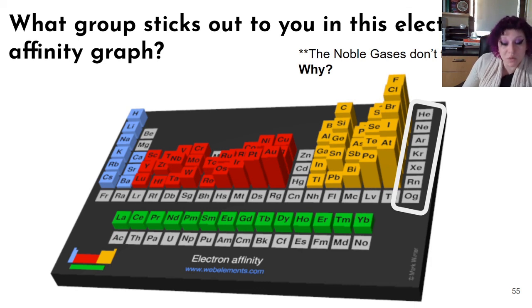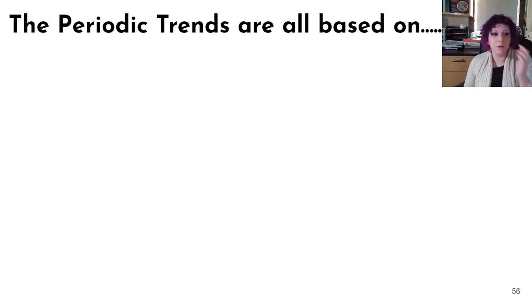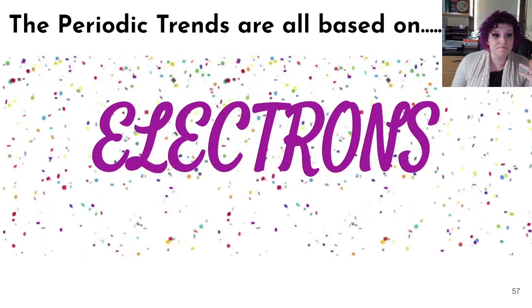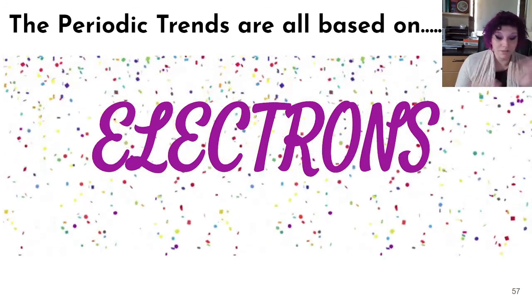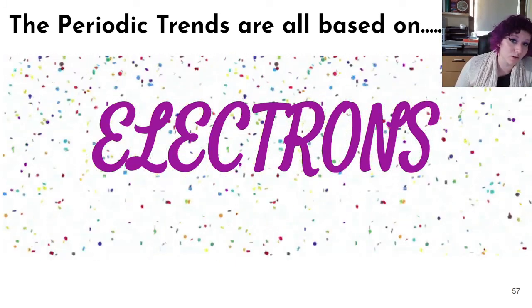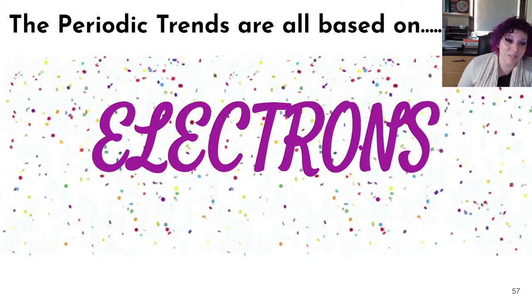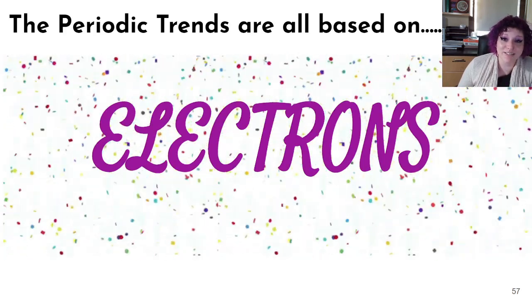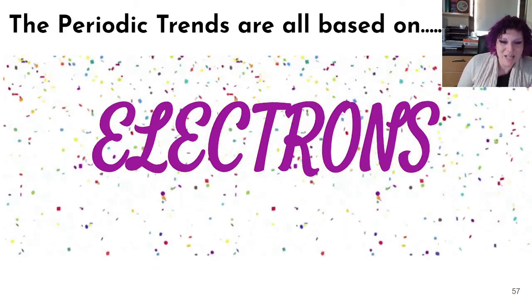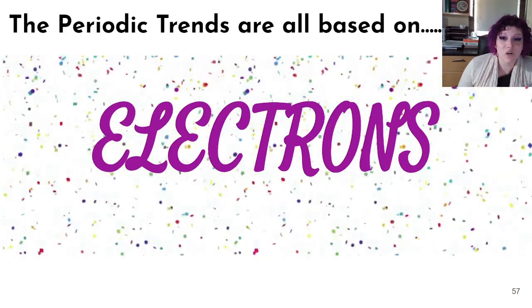So the noble gases, so this right-hand column, don't fit in our trend. They really don't want another electron. They're pretty unreactive. Why? Why do you think? So the periodic trends are all based on electrons. Y'all, everything's coming back to electrons. They are super duper important. Yeah, I don't really know how else to explain the importance. Electrons are very important. Without them, we wouldn't have life or electronics.